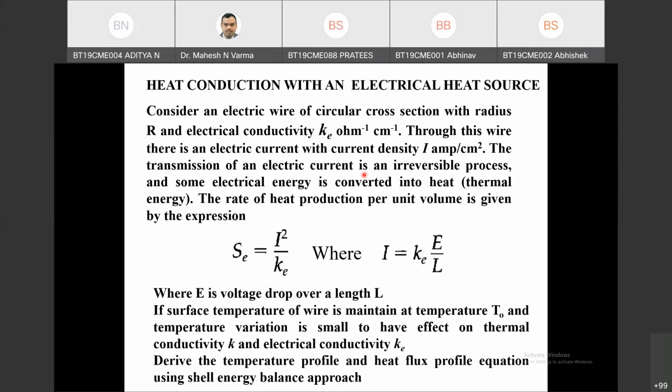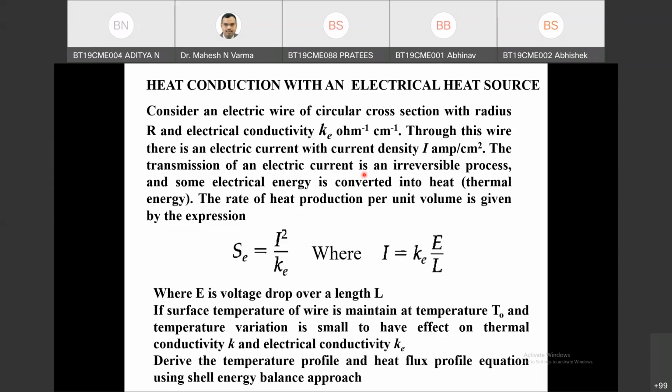So now I will rotate the fan anti-clockwise and current will be flowing in the reverse direction. It is an irreversible process. Once it is used, it is converted to mechanical energy, and then converted again, so many processes are there. So it is an irreversible process. And during this current passing through the wire, some of the electrical energy is lost.